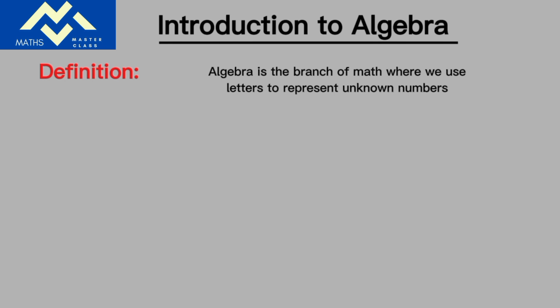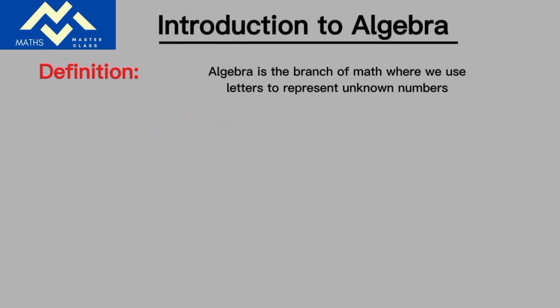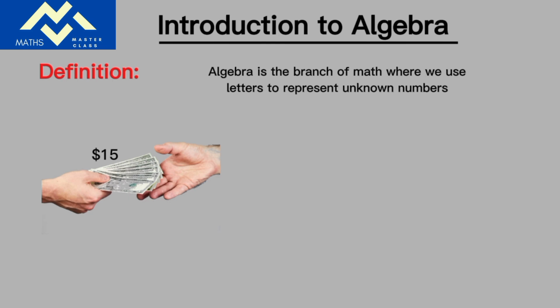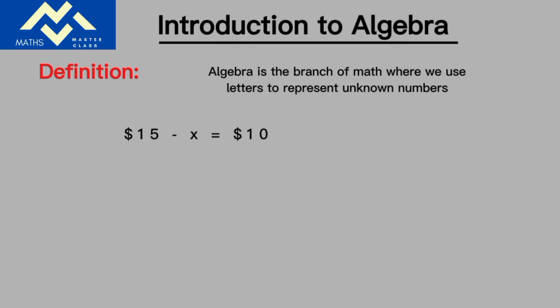Algebra is the branch of math where we use letters to represent unknown numbers. Think of it like this: something's missing, and your job is to figure out what that is. Here's a quick example. Let's say you had $15, and now you only have $10. You don't remember how much you spent. We can write this as 15 minus x equals 10. So, how much did you spend? You spent $5. That's the missing number. So x equals 5. In algebra, we often use the letter x for that unknown value. We could use any letter, but x is the most common.